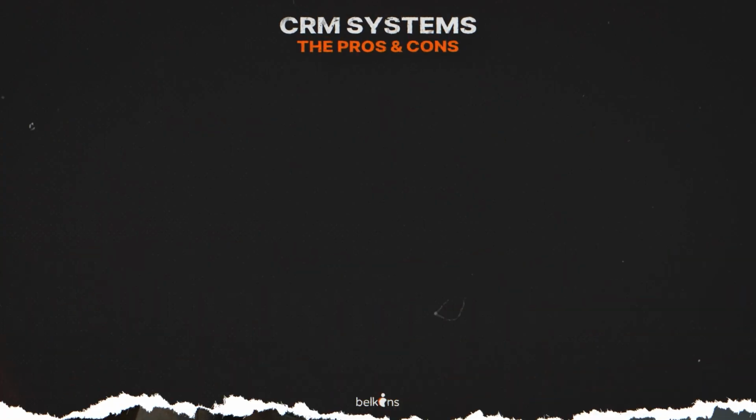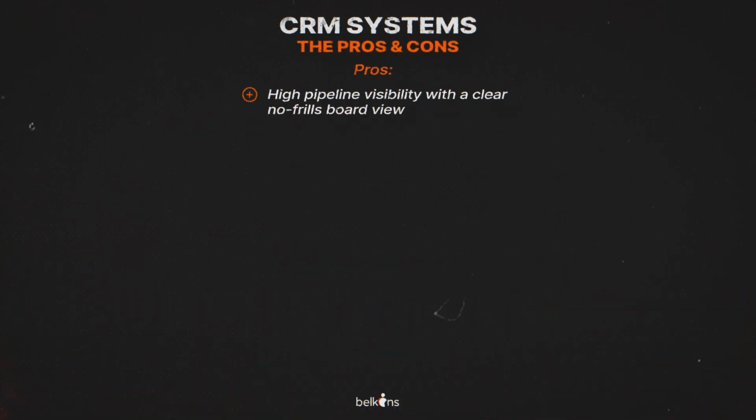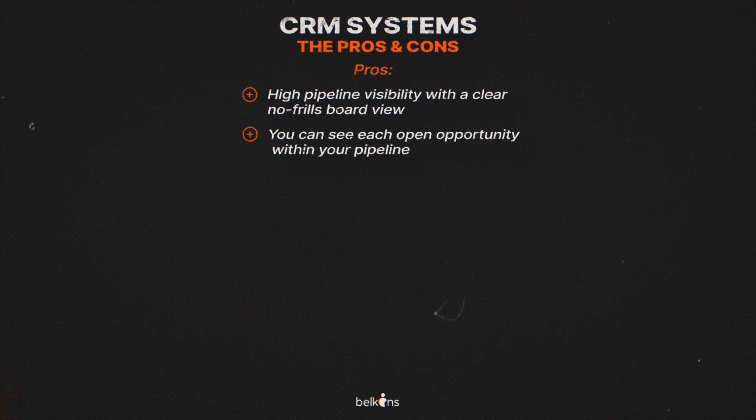When comparing CRMs to spreadsheets, CRM systems are easier to use and scale. So let's look at the pros and cons and at the HubSpot features you might benefit from when organizing your business leads. Pros: you gain high pipeline visibility with a clear no-frills board view. You can also see each open opportunity within your pipeline depending on the stage that they're in. You're able to engage with leads on time thanks to tasks and reminders.